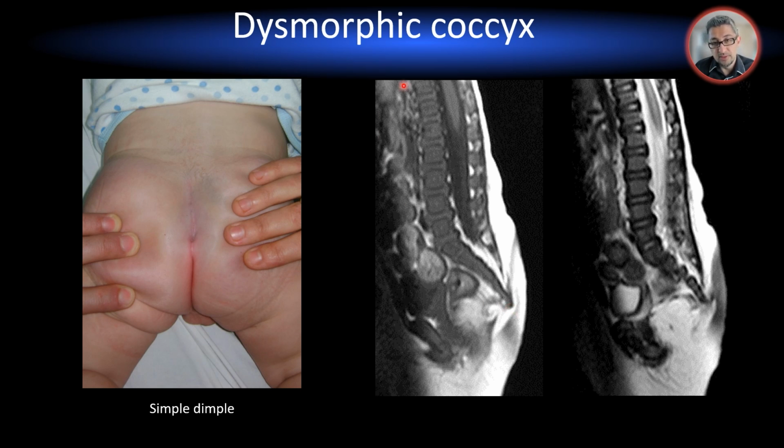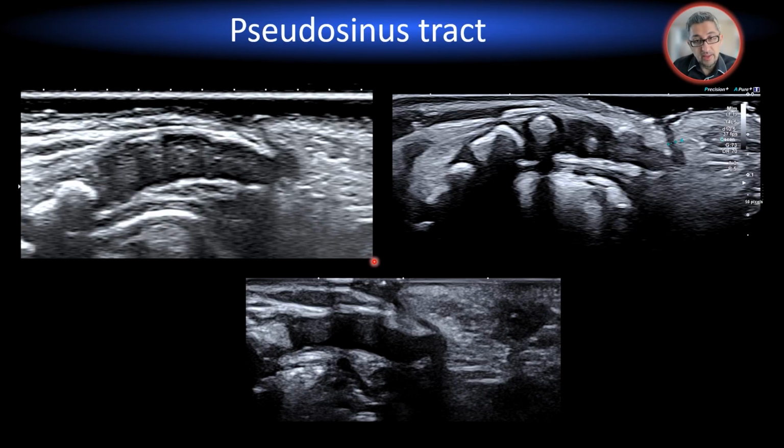And this is just a simple dimple. It's very small, close to the anus. There are no associated cutaneous markers, and it's in the midline. And this dysmorphic coccyx can be associated with a sinus tract, but it's usually not a real sinus tract.